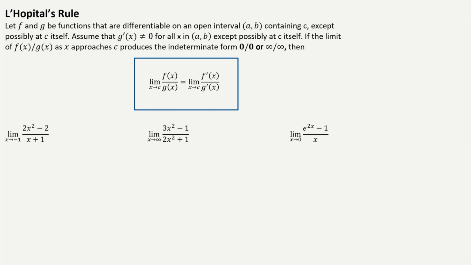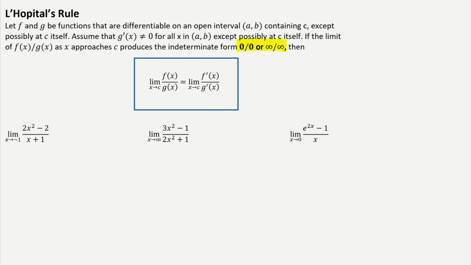If the limit of f of x divided by g of x as x approaches c produces the indeterminate form of 0 divided by 0 or infinity divided by infinity, then we can say this, and here's the rule. The limit as x approaches c of the function divided by the function is equal to the limit as x approaches c of the derivative divided by the derivative. So that is saying, instead of trying to find the limit of the functions, you can take the derivative of the top, derivative of the bottom, and then take the limit. And that usually simplifies things.